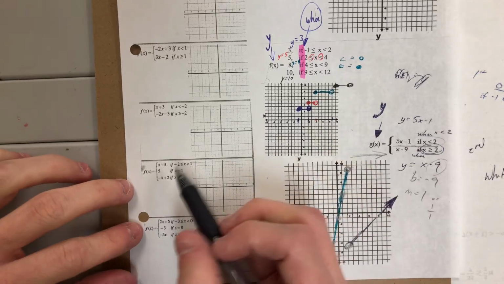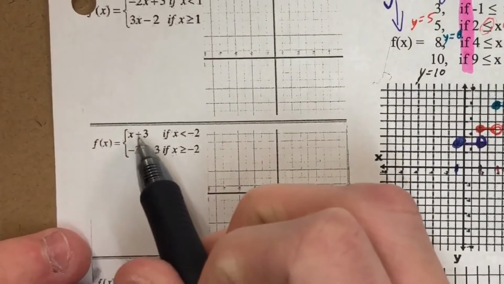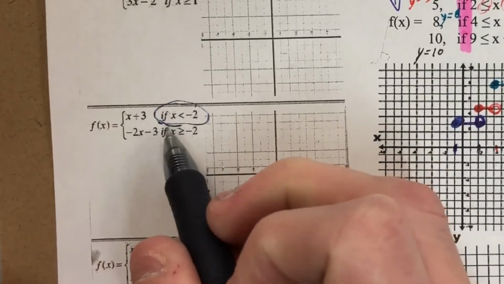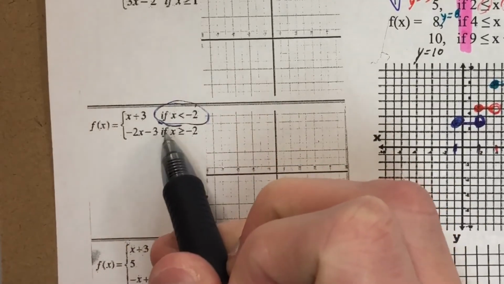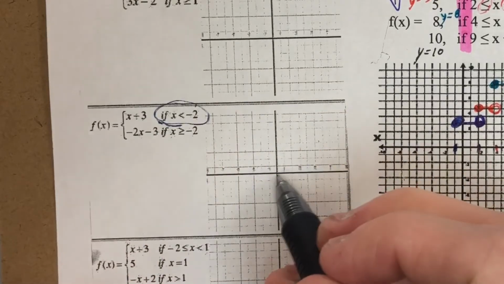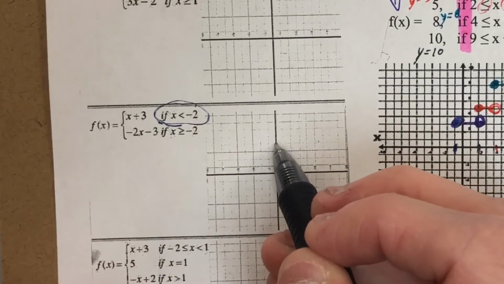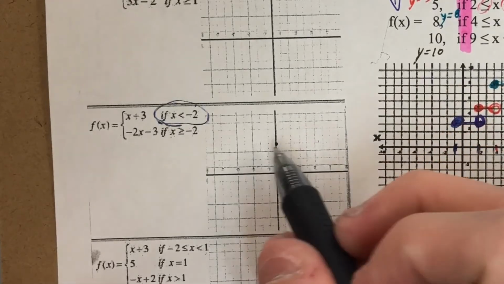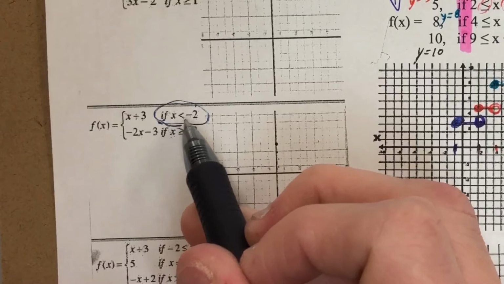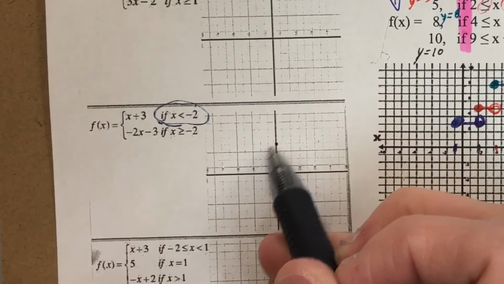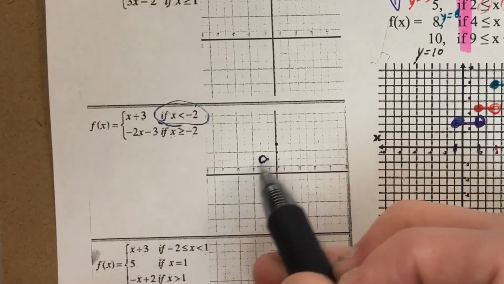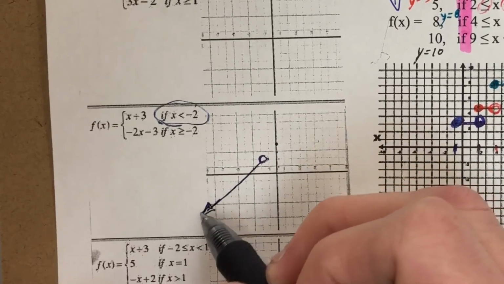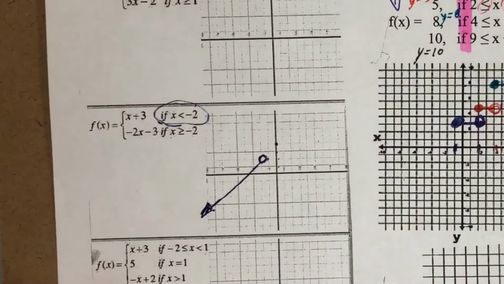Okay, let me do one of these. We have f of x is equal to x plus 3 if x is less than -2. So where do you start with this? And it's going to be like that. And I know we don't have a point at -2, or we have a point, but it is empty. So it's going to be right there. And this graph would look like this. Okay, so that one's good.